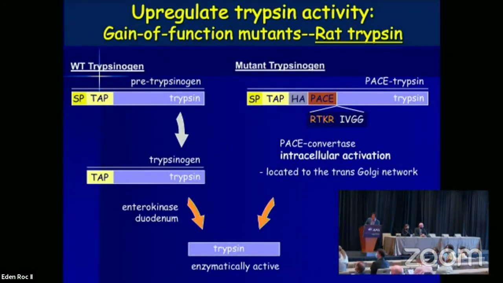So we came up with the idea to engineer the wild type trypsin by adding a 4 amino acid PACE enzyme recognition site. In every cell, in the trans-Golgi network, there's a PACE. So once the trypsin is synthesized, the mutant construct will be activated inside the cell without stimulation.